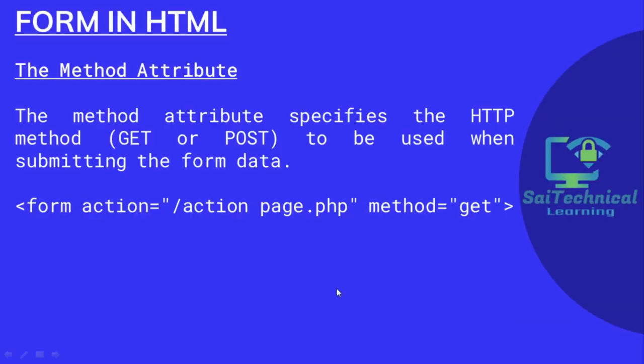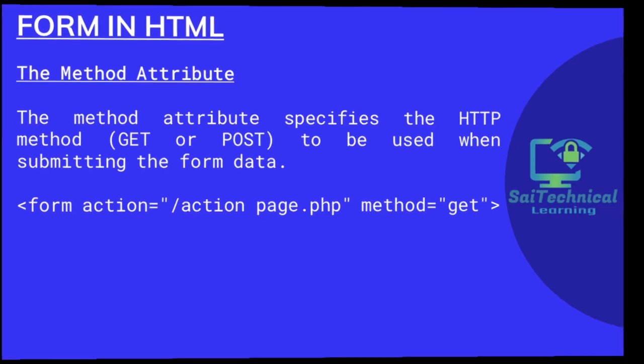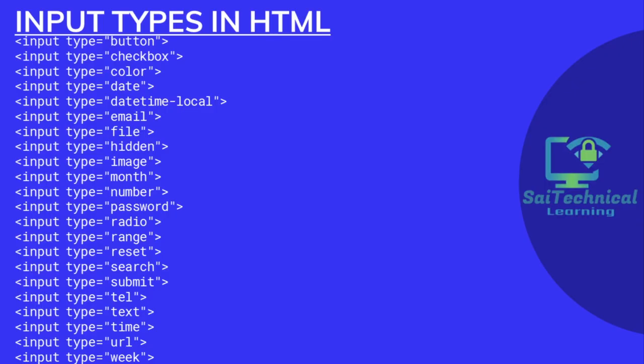Next one, that is the method attribute. The method attribute specifies the HTTP method, like the get method or post method, to be used when submitting the form data. There are a number of differences between get and post methods. With the get method you can send a limited amount of data, while with the post method you can send unlimited data. And if you want to send sensitive information, then you can use the post method instead of get for security purposes.